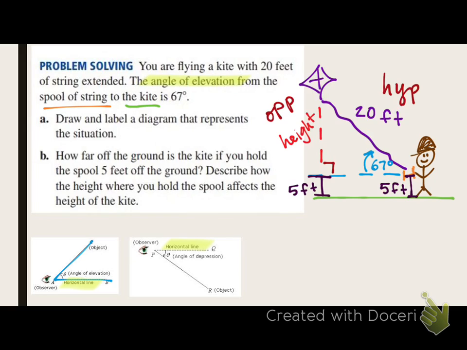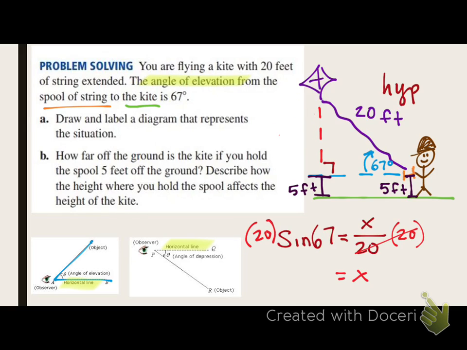But which trig ratio am I going to use? Sine of 67 equals the opposite, which we don't know, over the hypotenuse, 20. Do I need to flip this one? No, I do not. So what is the height from the spool to the kite? 18.4 feet. So that's not the whole height.